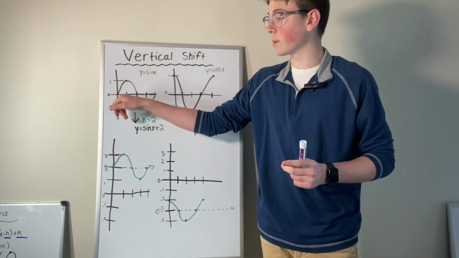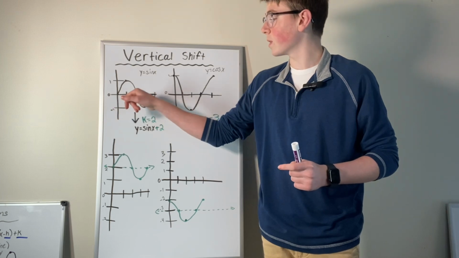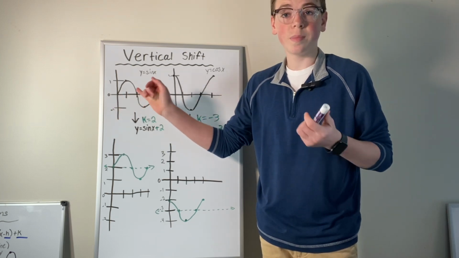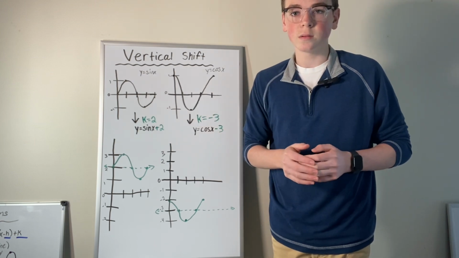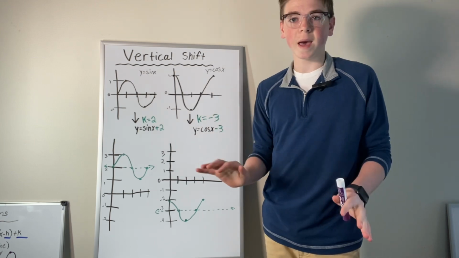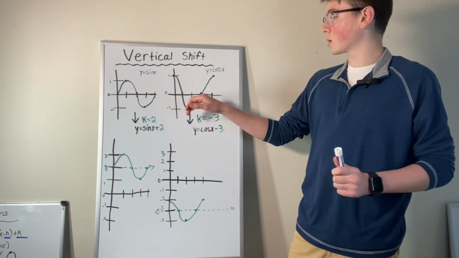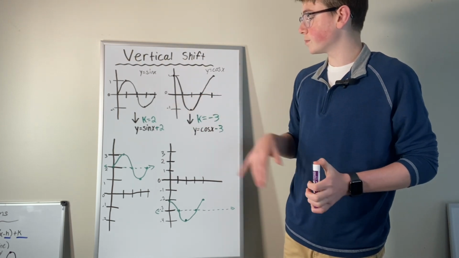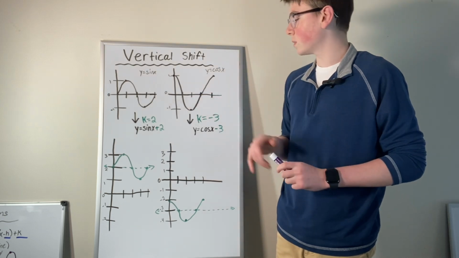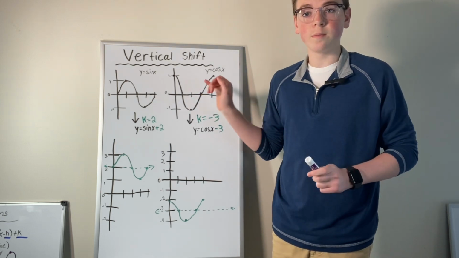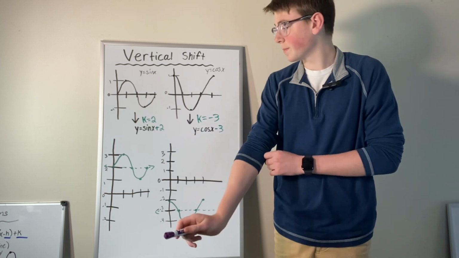So here we have 0, and it's (0, 0). Then we have pi, and it's (pi, 0). Then we have 2 pi, and it's (2 pi, 0). They're all coming back to the x-axis. And here on cosine, we have pi over 2, and then we have 3 pi over 2, and they're back on the x-axis.